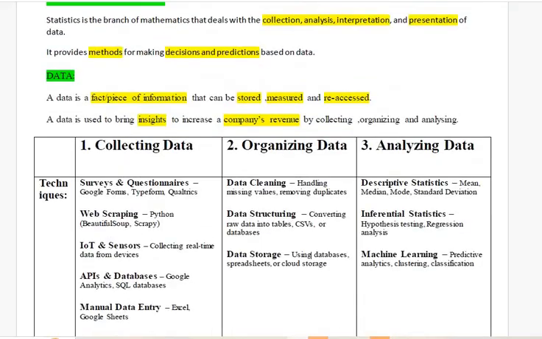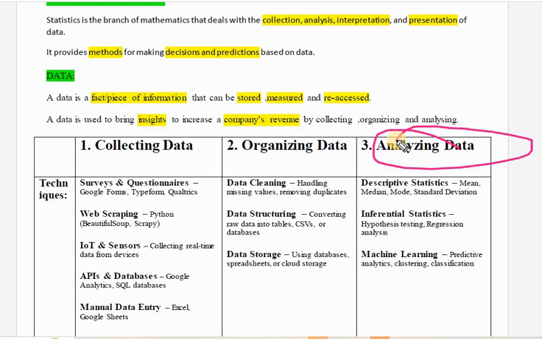And now, after we collect the data and organize the data, we will move on to analyze the data. Once the data is ready for us, collected and organized in a proper manner, we will analyze it. But when it comes to analyzing, only then do we see statistics. That is where the main role of statistics comes in, in analyzing the data.